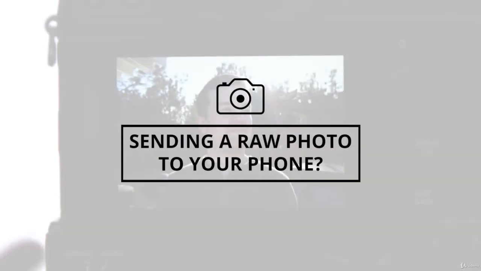Here's how you do it on my personal Fuji camera. We'll be changing our photos from RAW to JPEGs. This photo was taken in RAW, but if I want to send it to my phone, I need to turn it into a JPEG in my camera. Now, not all cameras can do this, of course, but this camera can.